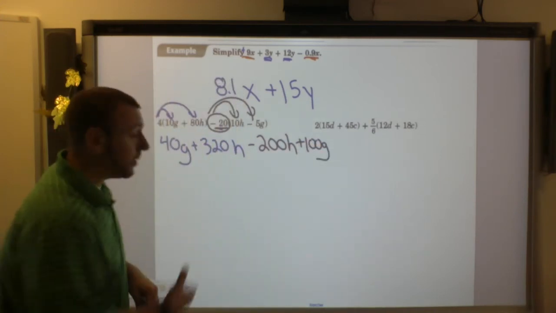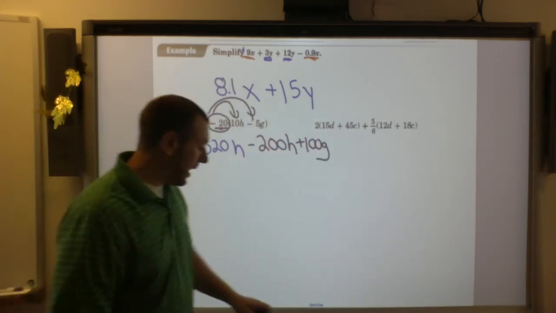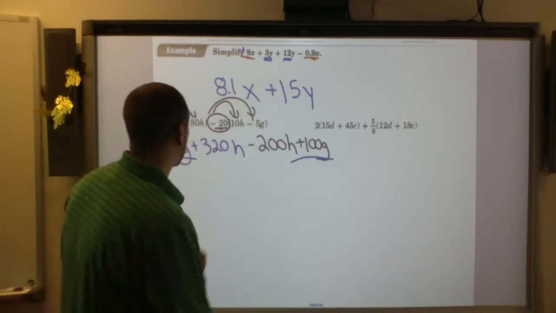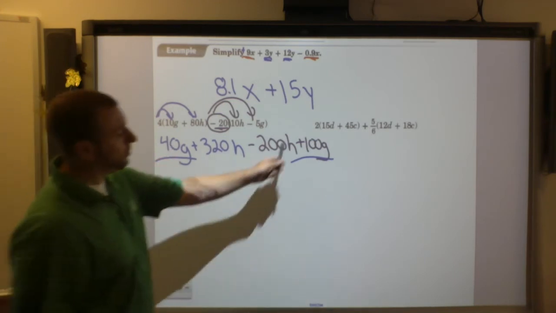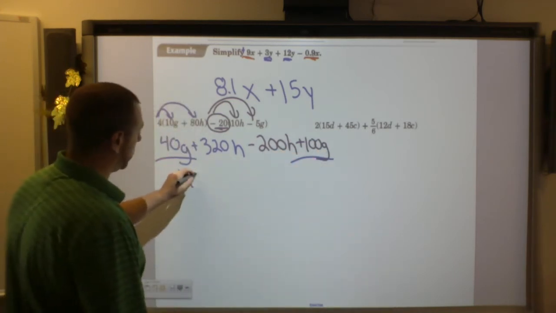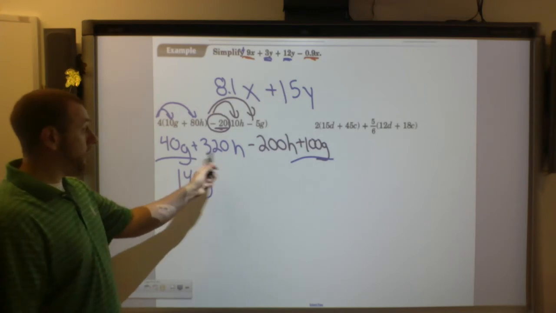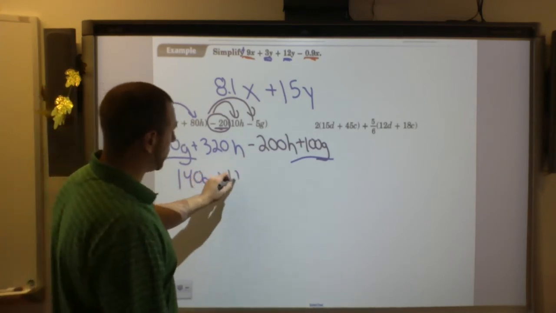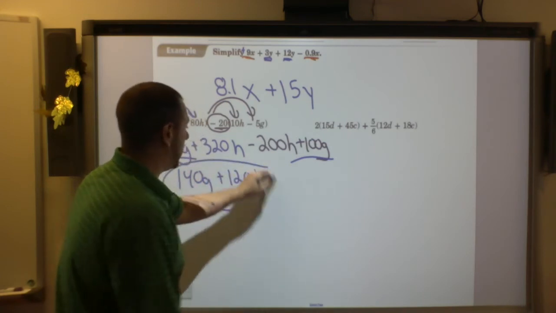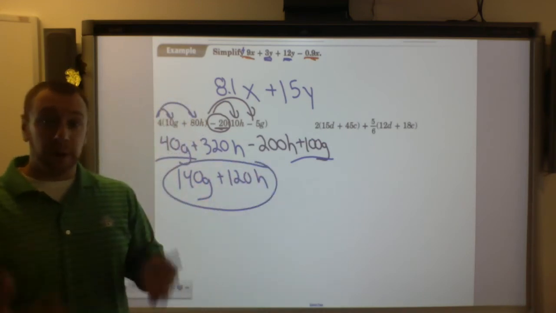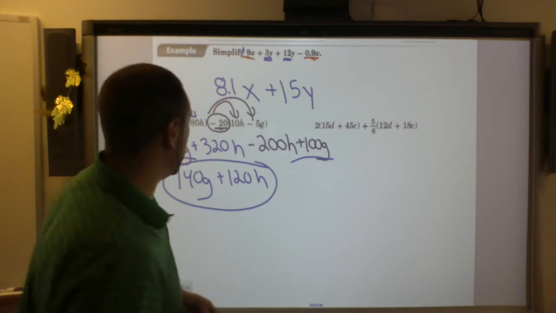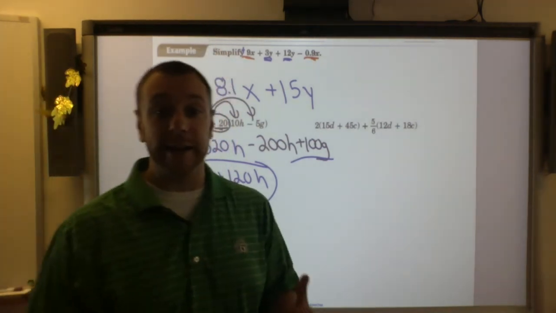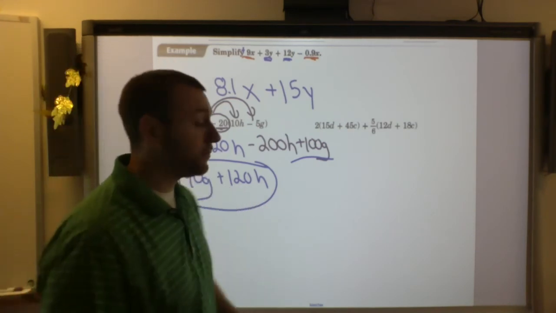Now I just look at all these coefficients. I have my g's, so I can combine them. 40g plus 100g is 140g. 320h minus 200h is a positive 120h. I have just simplified the problem. Now you'll notice that the directions say simplify, not solve. I'm not going to find an answer when I'm simplifying.